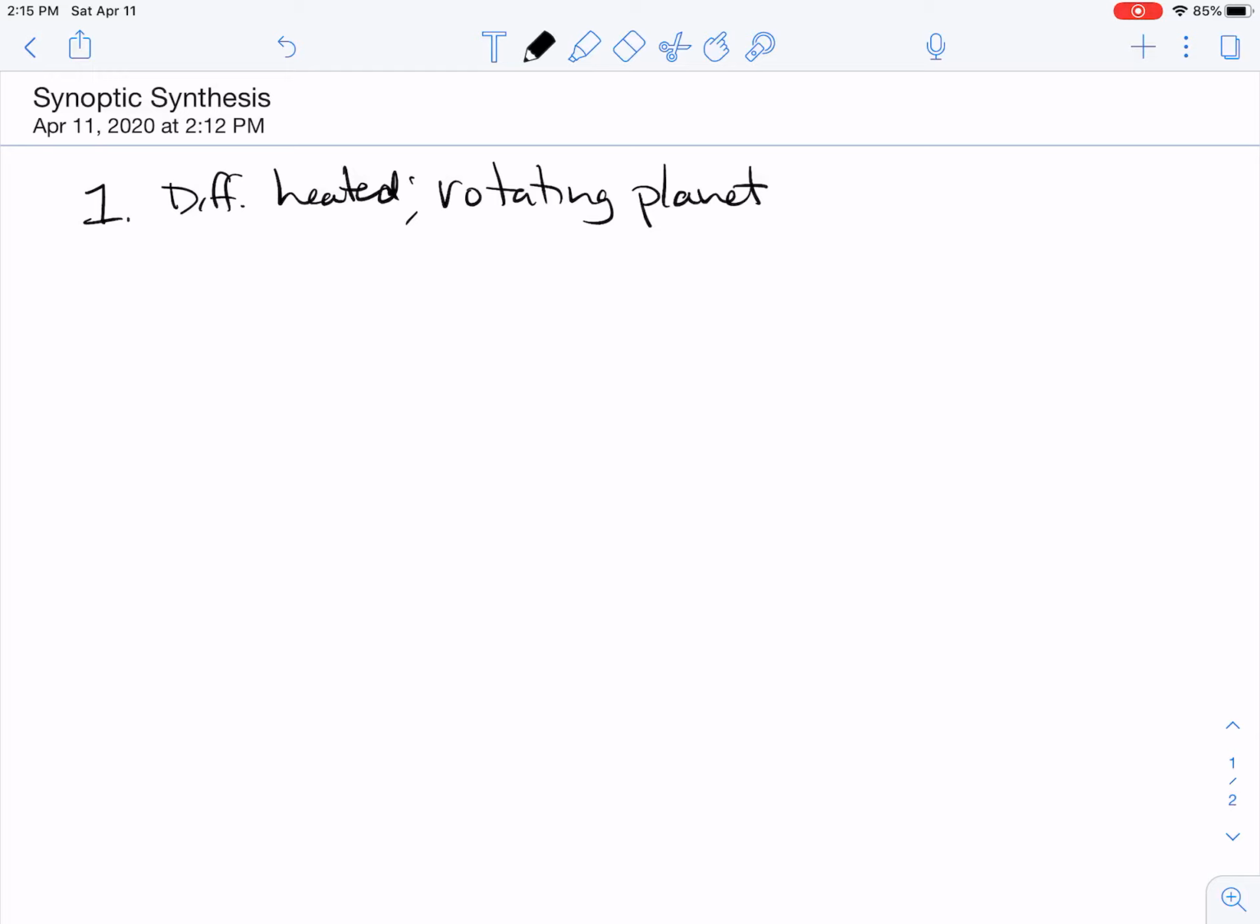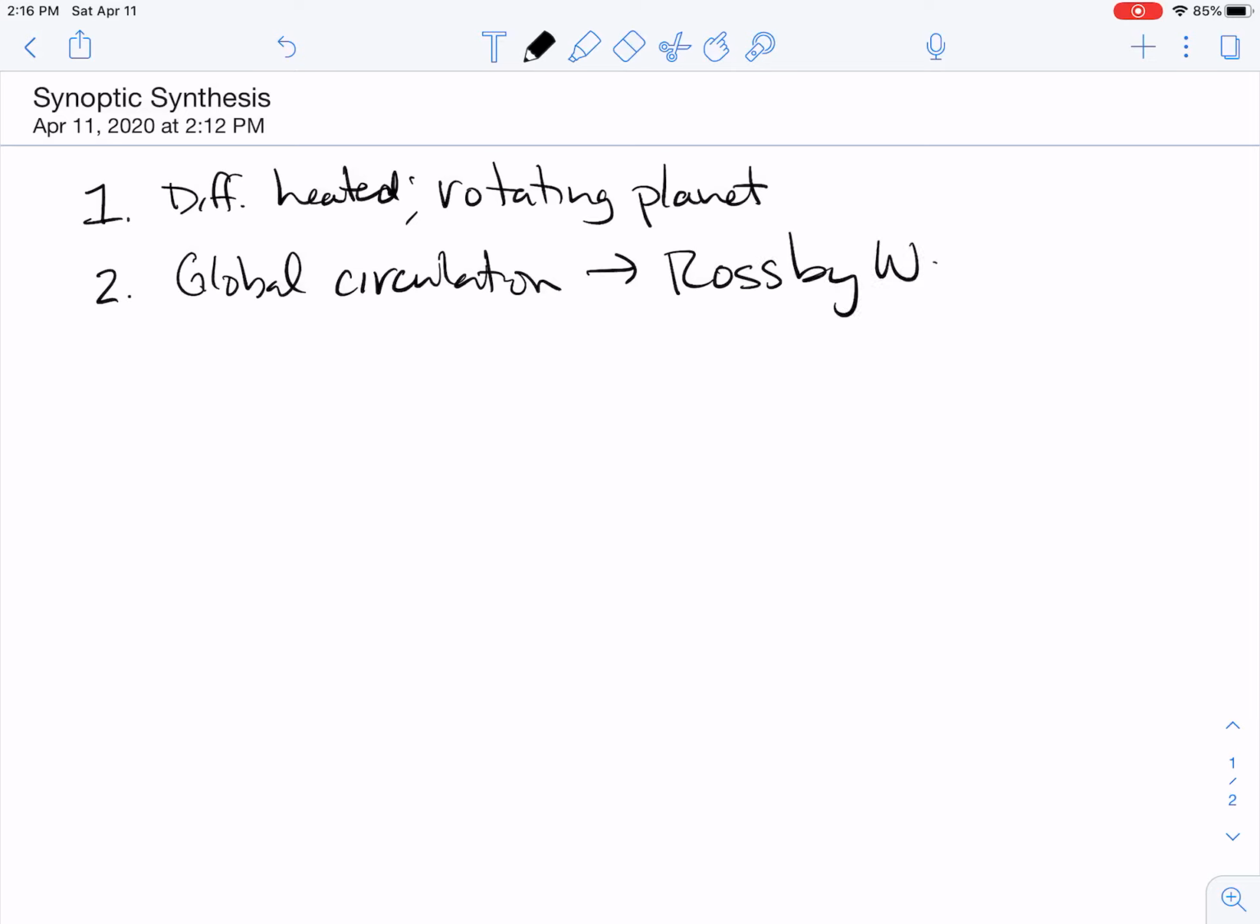What results from number one is that we have a global circulation. Our global circulation drives the fact that we get, in our mid-latitudes, Rossby waves. Our upper-level Rossby waves, we know, occur from this global circulation because they are hydrodynamically unstable given the baroclinic setup of our differentially heated rotating planet.